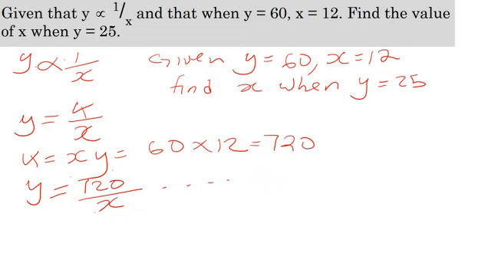Remember that the constant will always remain the same for an inverse variation. K will always remain the same. So you can change the other values, but that one has to be the same to follow this relationship. Then in this case, they are saying find the value of x when y is equal to 25.